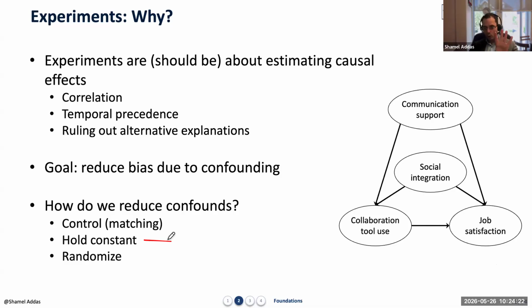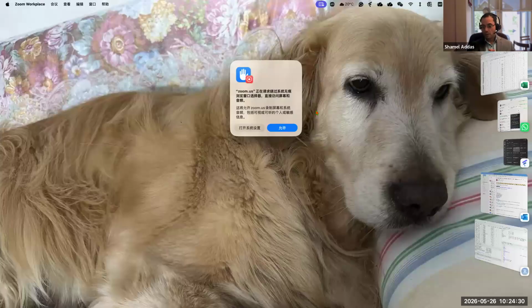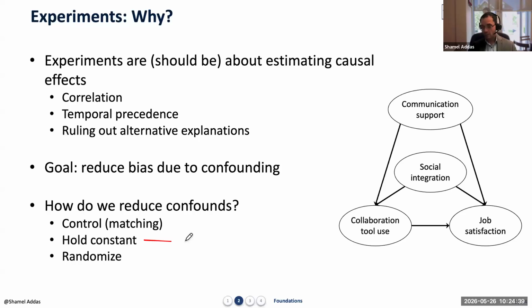So we're holding the confound constant so that we don't have any variance in the confound. So if we find a relationship between collaboration tool use and job satisfaction, we know that it's not because of that confound. Okay, you could do that, but again, it's not that practical sometimes, because how many confounders are you going to hold constant, right? And do you know about these confounders or not? And can you hold people constant? You can't really hold people's behaviors constant.